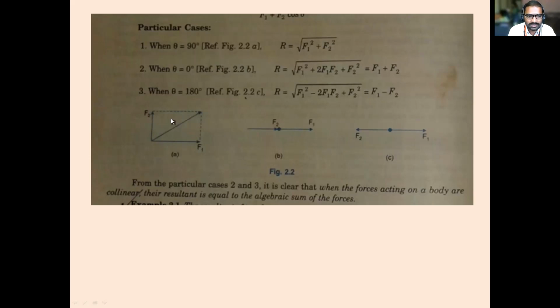Okay. So this is for the first case, and this is for the second case. In one, F1 and F2 are moving in the same direction. In the other, F1 and F2 are moving in the opposite direction. Clear everyone? Yes, sir.